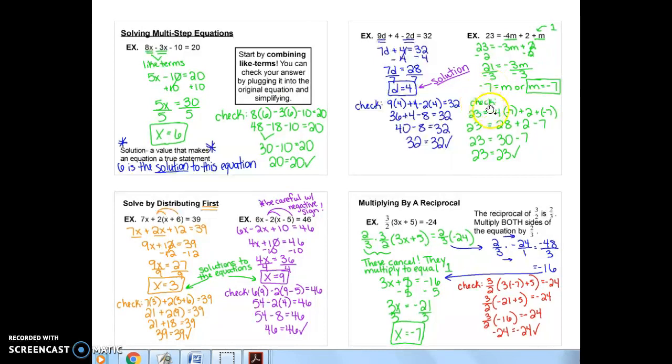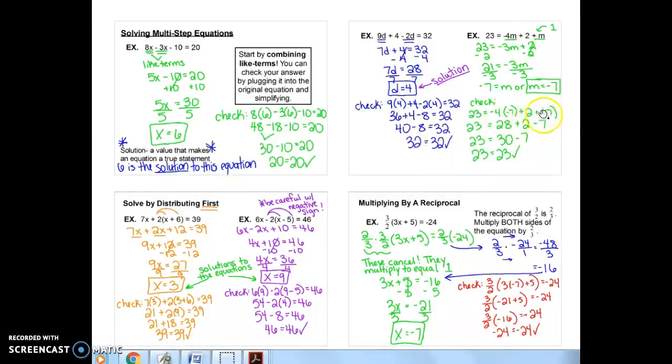Okay, again, check your answer. Make sure that your solution is correct. Plug it back in everywhere there was an m in your initial equation. So every place that I originally had an m, I'm going to replace it with a negative 7.